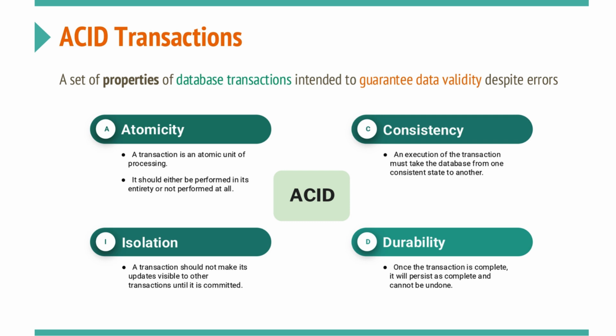Next, C is for consistency. This ensures that any transaction will bring the database from one valid state to another. The database has certain rules, like an account balance cannot be negative. A consistent transaction will never break these rules. If a transaction would violate the database's rules, it will be rolled back.